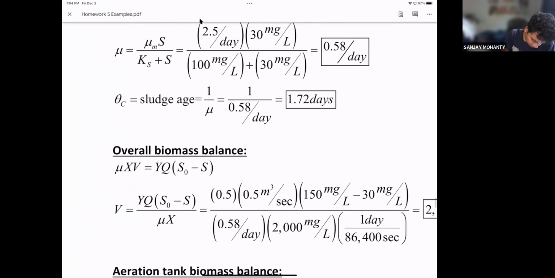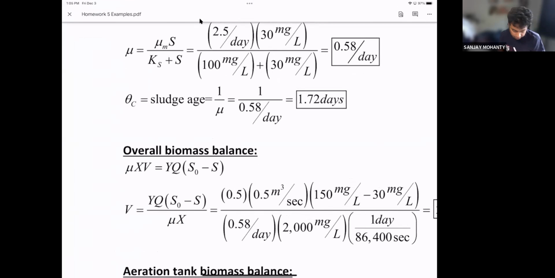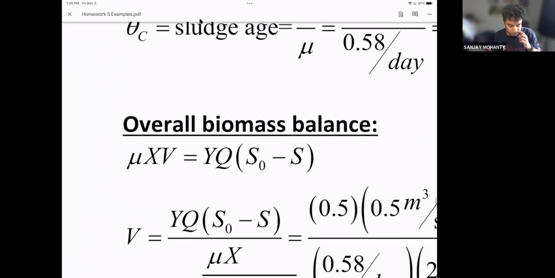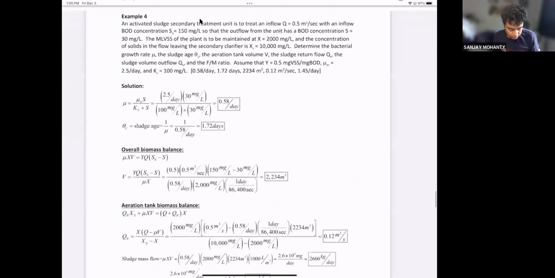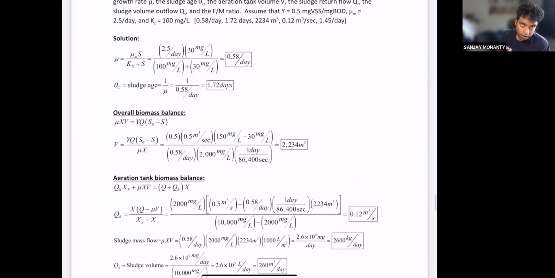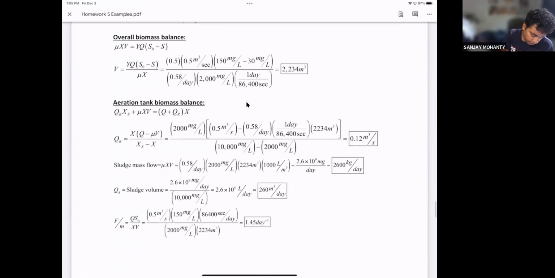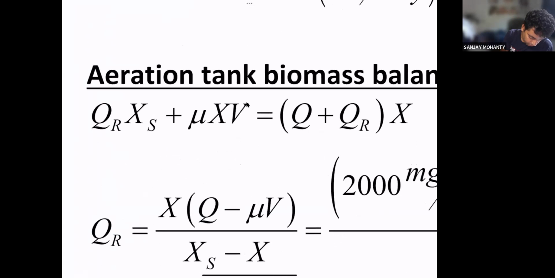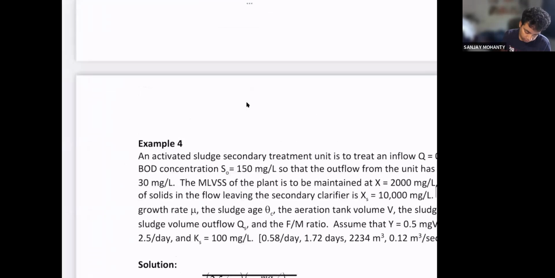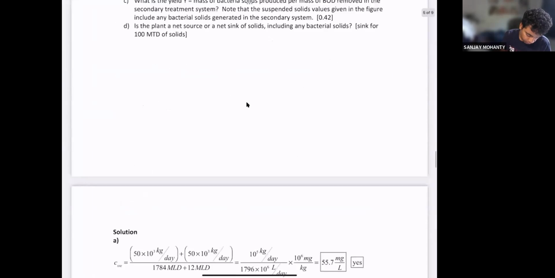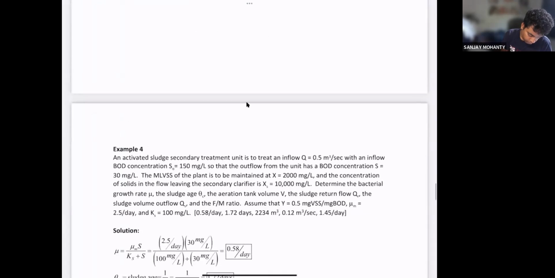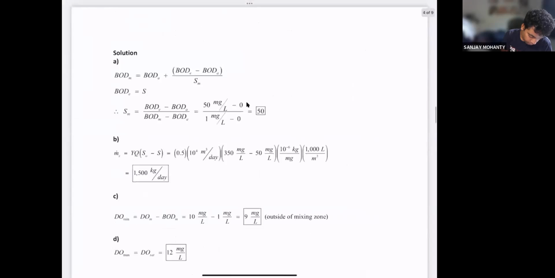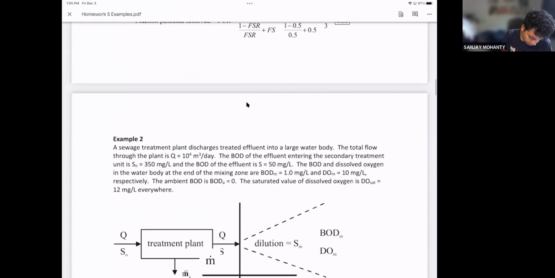Like here, another overall mass balance equation. Whatever the homework, it will not be asked in a different way. And examples are also given. It says aeration tank biomass balance equations, so these are the equations. And check the question so that you know how the figures are drawn. Figure 4.1, 2, 3, 4.